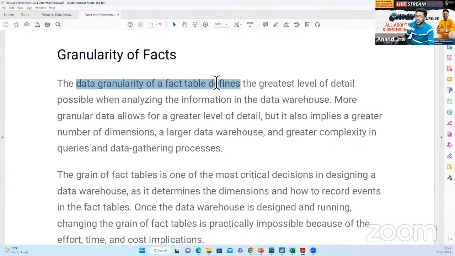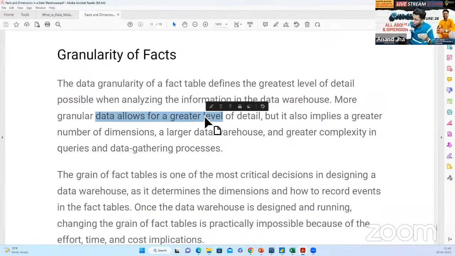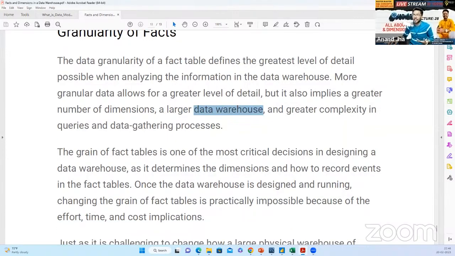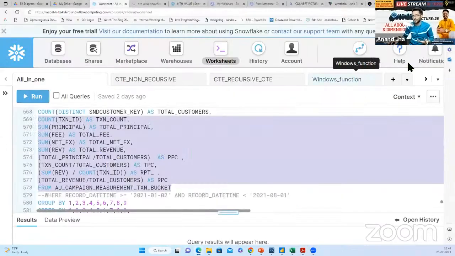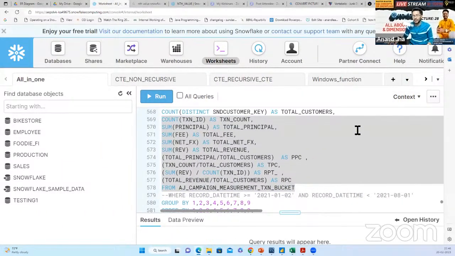So the data granularity of a fact table defines the greatest level of detail possible when analyzing the information in the data warehouse. More granular data allows for a greater level. The more you dig deep inside, the more granular, the more bifurcation, the better. Greater number of dimensions, larger data warehouse you need, and greater complexity in query and data gathering processing. Then you need the computing power to be very, very strong, right? And accordingly, you can scale your Snowflake here, right?